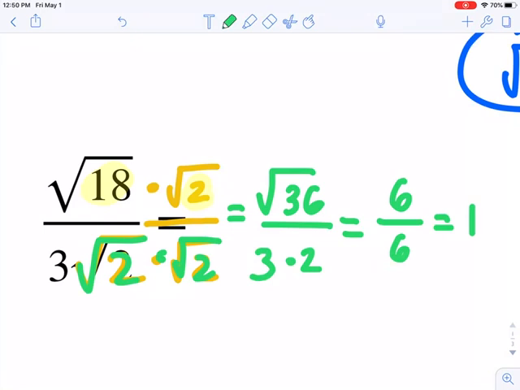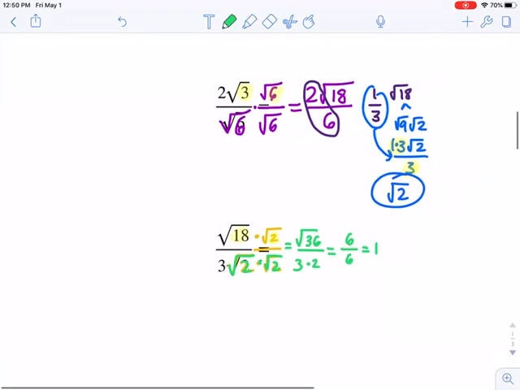So this is probably my favorite example of why rationalizing the denominator is so important. We had some crazy number, simplified it, realized it was just 1 all along. Building our number sense right now.